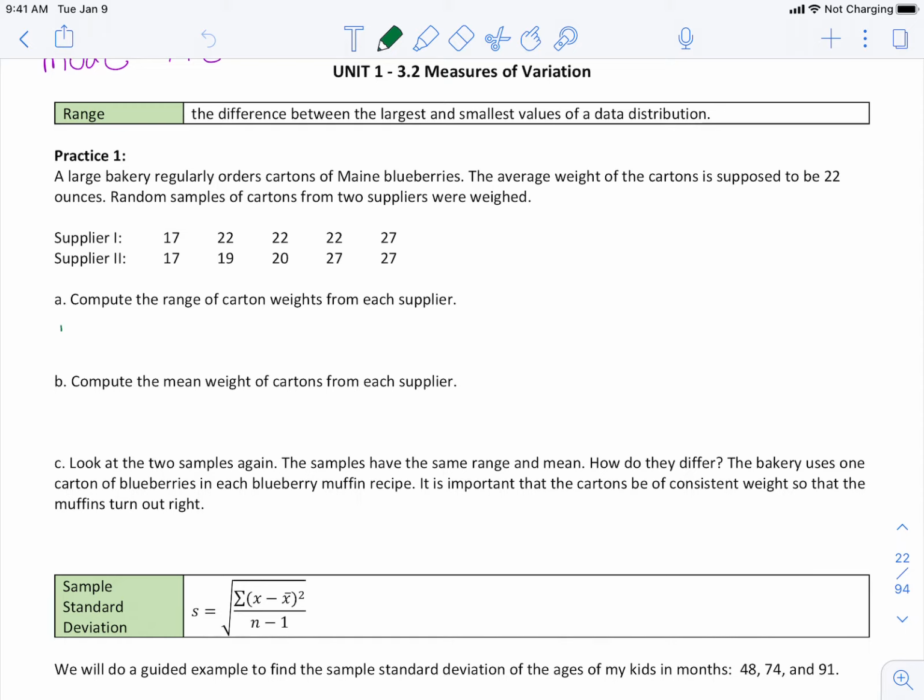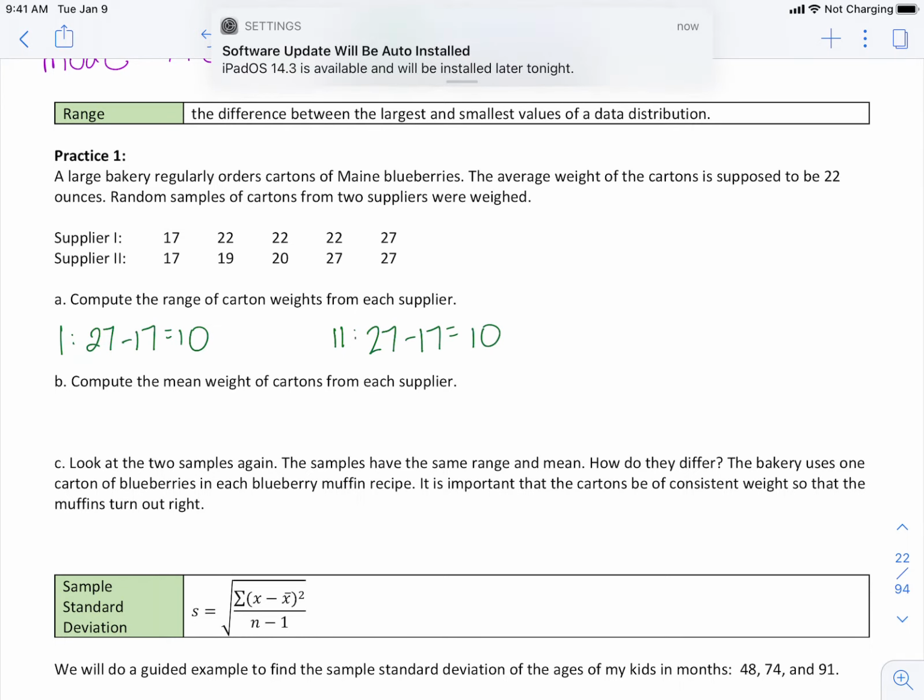So from supplier 1, we can see that the largest value is 27. The smallest is 17. So if I subtract that, we have a range of 10. From supplier 2, the largest is 27, and the smallest is 17 again. So we have a range of 10.